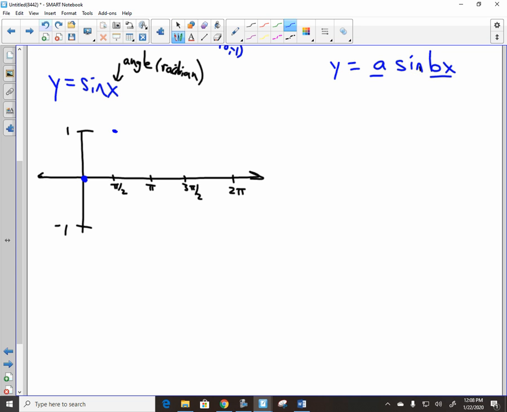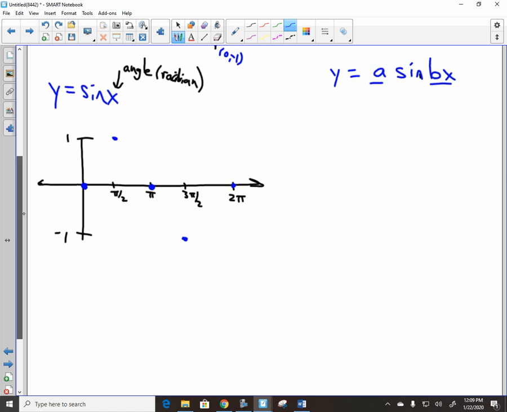So we said at pi over 2, the sine value is equal to 1. You're correct. How about the sine of pi? The sine of pi is 0. Again, you're looking for the y value of the terminal point. What's the sine of 3 pi over 2? -1. And what's the sine of 2 pi? 0.